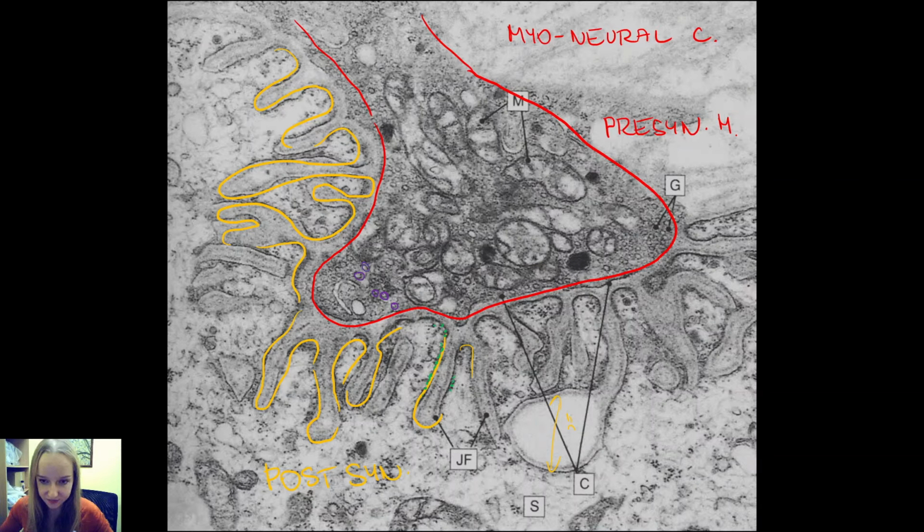So once again, the depolarization wave is going this way. This depolarization wave causes the synaptic vesicles to fuse with the presynaptic membrane. Acetylcholine is released here, and then it binds to the receptors on the postsynaptic membrane, and the depolarization wave can propagate further to the T tubule. That's an invagination of the sarcolemma.